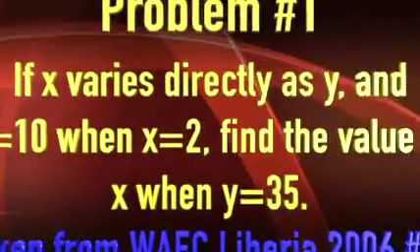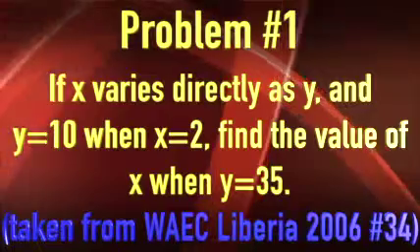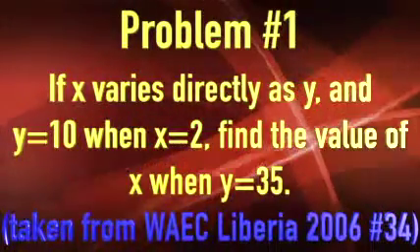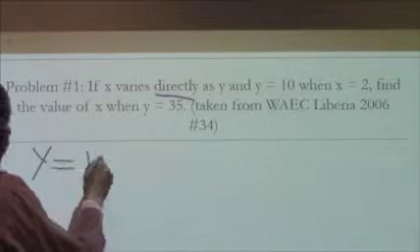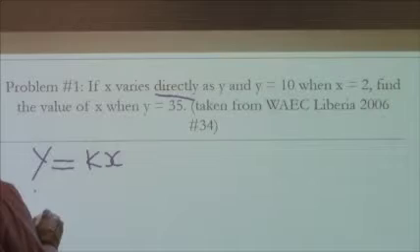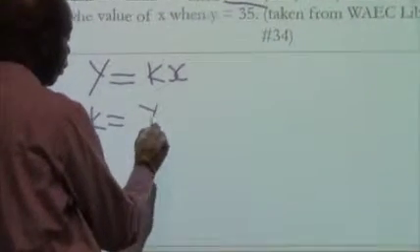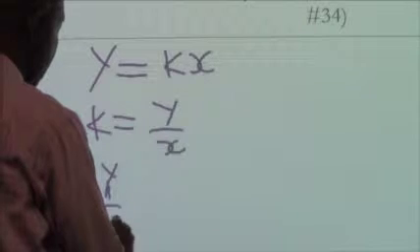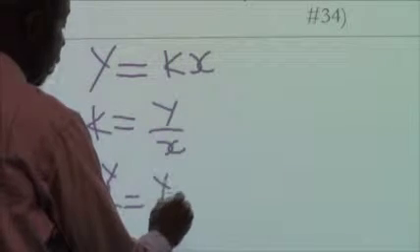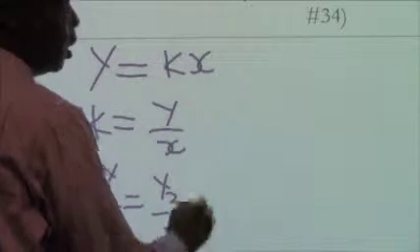Okay. So we know that our variation relationship must be written as Y equals Kx, and that we can obtain K by doing Y over X. And also the relationship Y1 over X1 should be equal to Y2 over X2, right?